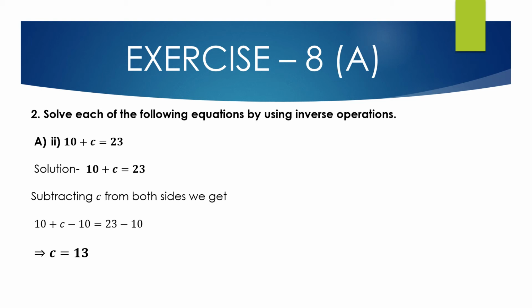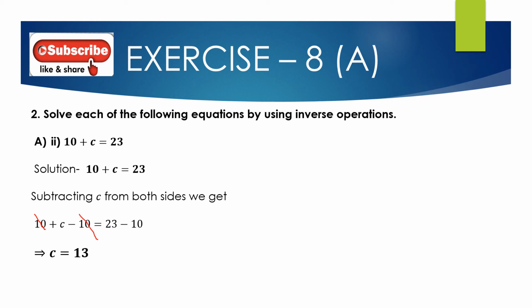Subtracting 10 from both sides of this equation, we get 10 plus c minus 10 equal to 23 minus 10. 10 and minus 10 will be cancelled. Now we get c equal to 23 minus 10 is 13. Now we get c is 13. So the value for the variable c is 13.